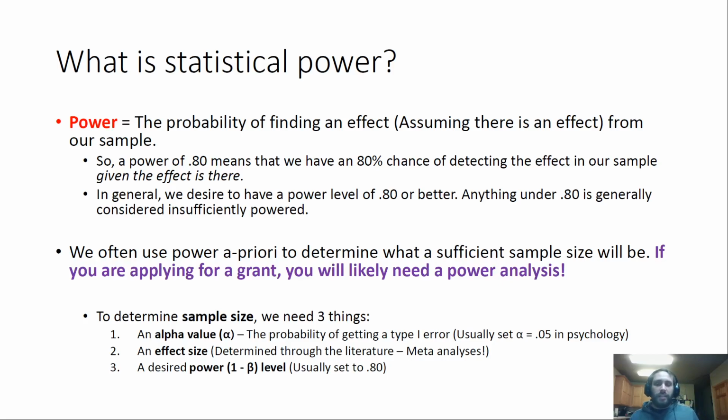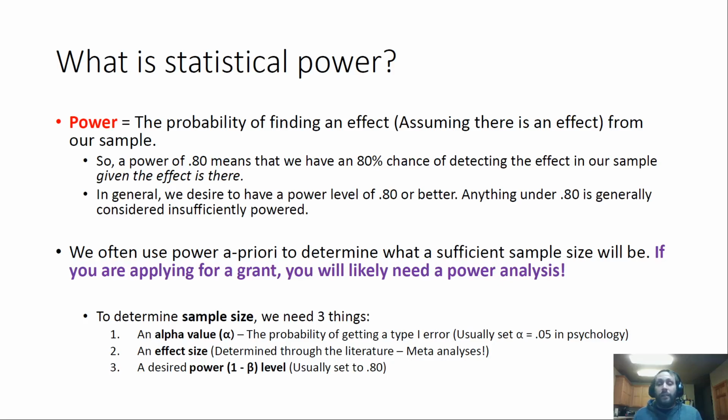So to determine sample size via power, we need three different things. We need to determine what our alpha value is, which is the probability of getting a type 1 error. I'll explain type 1 error a little bit later as well, but as you know, we usually set our alpha at 0.05 in psychology. It might be 0.10 sometimes, or 0.01 sometimes, but it's usually 0.05.